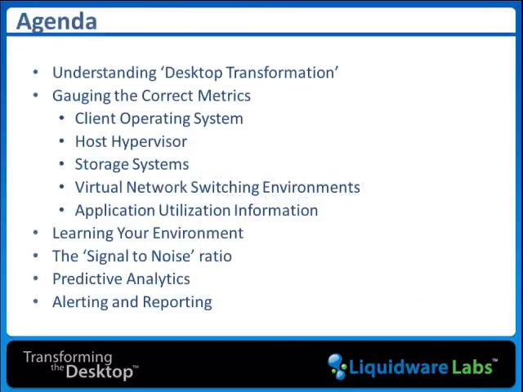Now let's just talk briefly about an agenda. First, we're going to talk about understanding desktop transformation, gauging the correct metrics, including the client operating system, host hypervisor, storage systems, virtual network switching environments, and application utilization information. Then we're going to talk about learning your environment, the signal-to-noise ratio, predictive analytics, and finally, alerting and reporting.